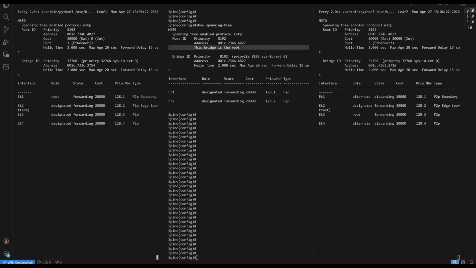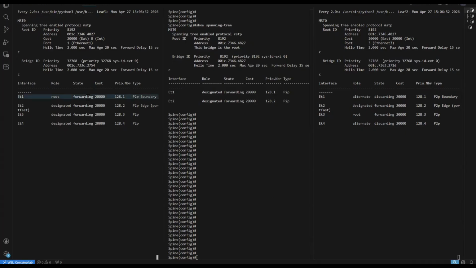Leaf 1 and 2 are still acknowledging that the spine is the root bridge, even though it is running a different STP version. That's the right way to say it. But there is a subtle difference. If you look carefully, there is a subtle difference.